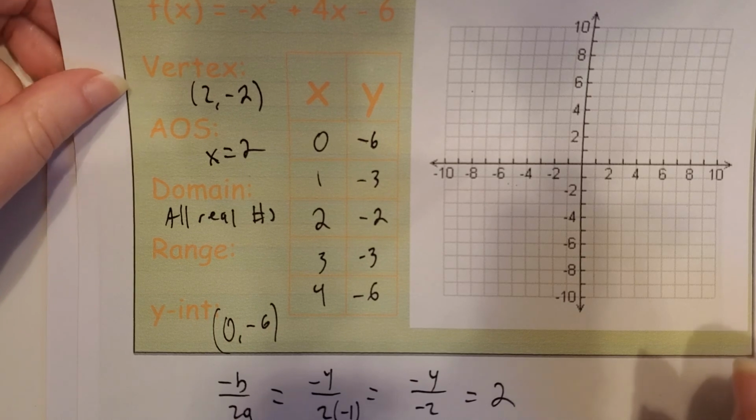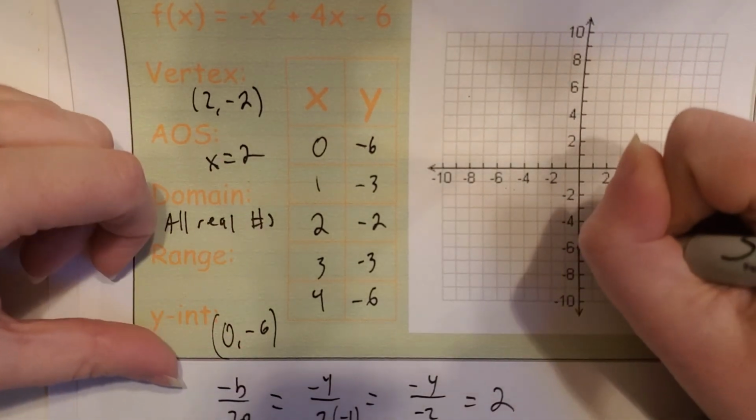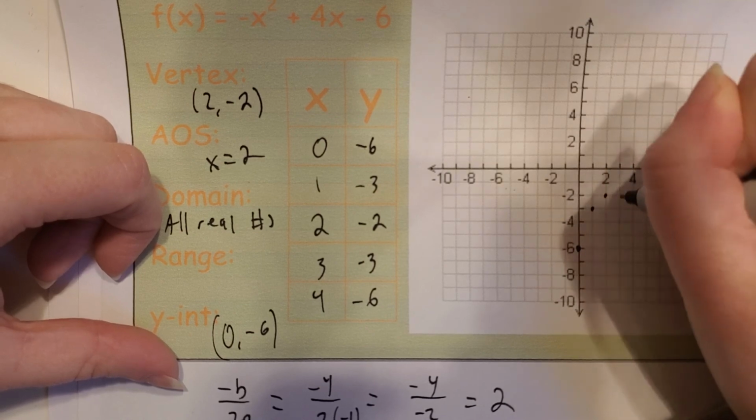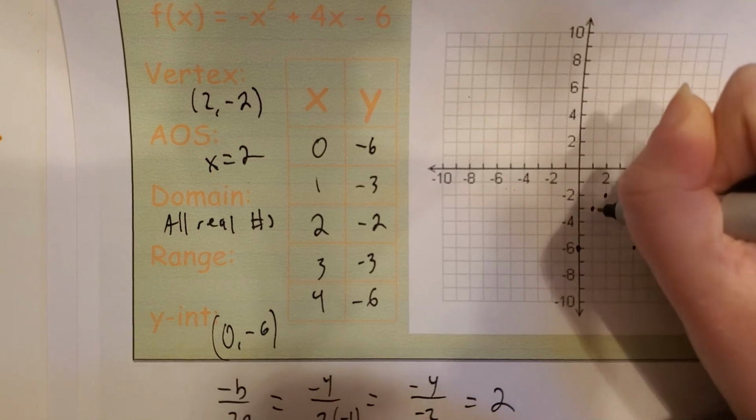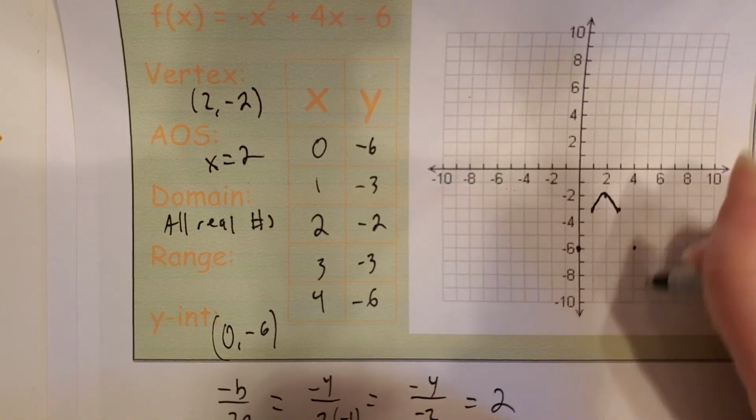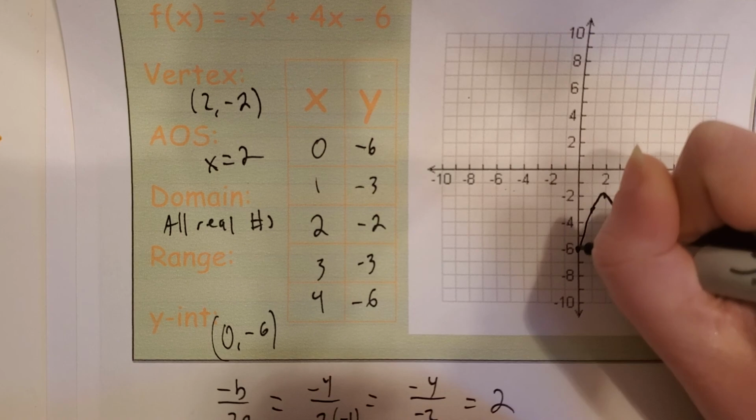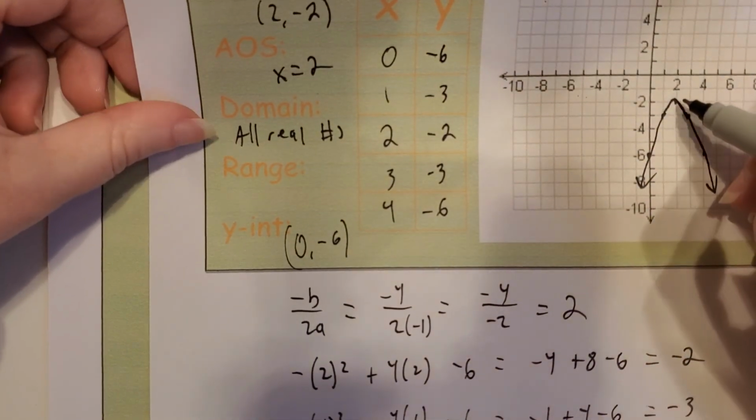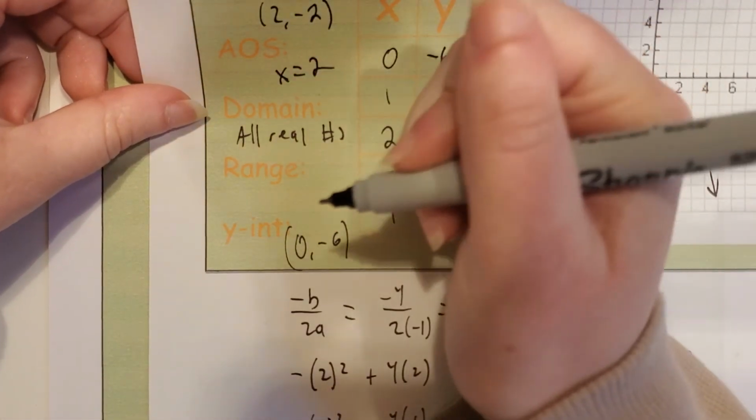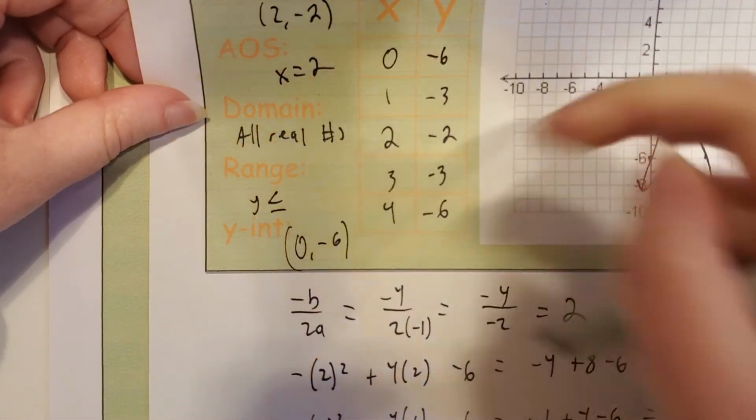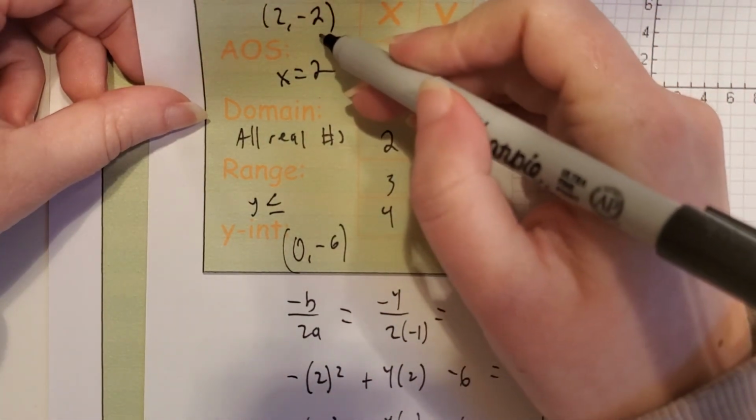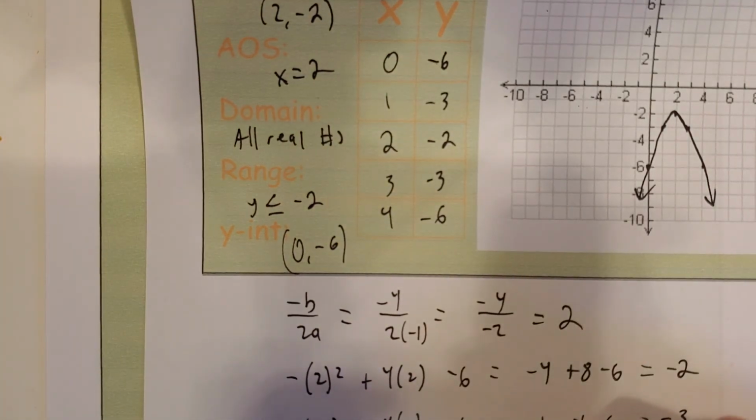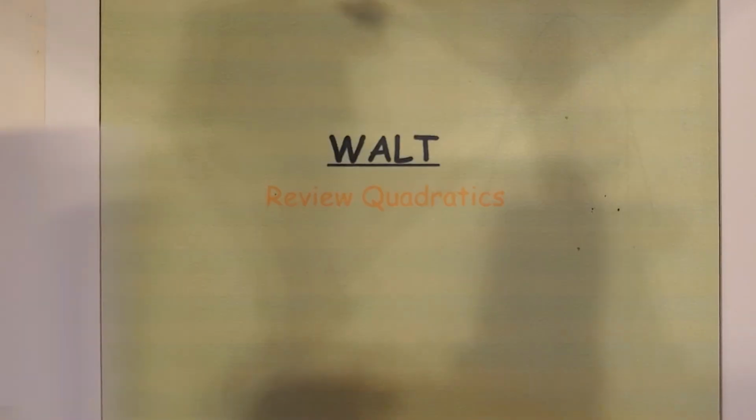All right? And then we can go in and graph all this. Try to make this curve as nice as you can. Extend the line. Don't forget the arrowheads. And then before I forget, the range, same kind of thing as the first problem: y is less than or equal to, because it's going down, whatever the y value of your vertex is. So it's less than or equal to -2. Okay? And there you go.